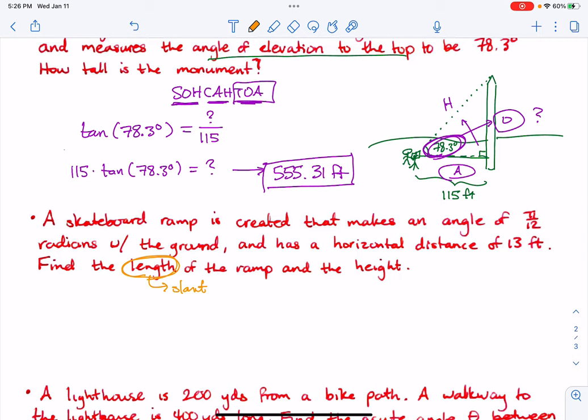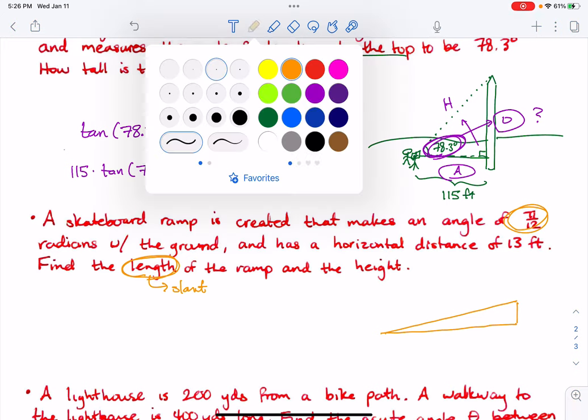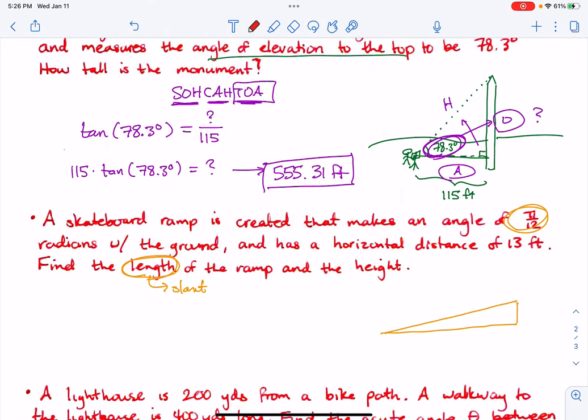So let's draw a picture of this. Also notice pi over 12, that's a really small angle. On the unit circle, we have pi over 6. Pi over 12 is half that size. So we're going to have a triangle with a really skinny angle there. That's sort of my ramp. So this is a very shallow ramp. It's pi over 12. There's my right angle.